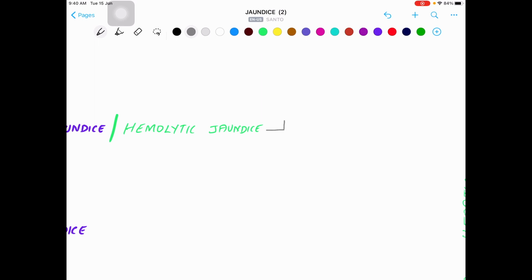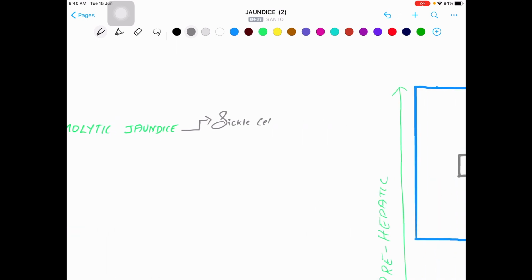Okay. Before that, let's say a few conditions where hemolytic jaundice occurs: sickle cell anemia, G6PD deficiency, malaria, etc. There are many.